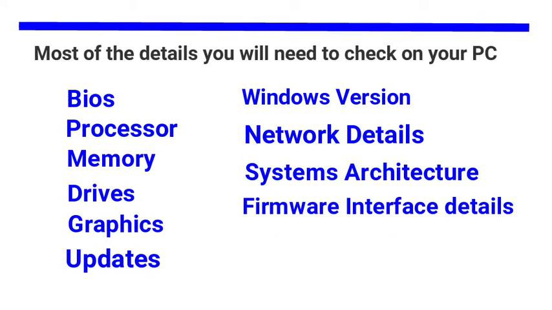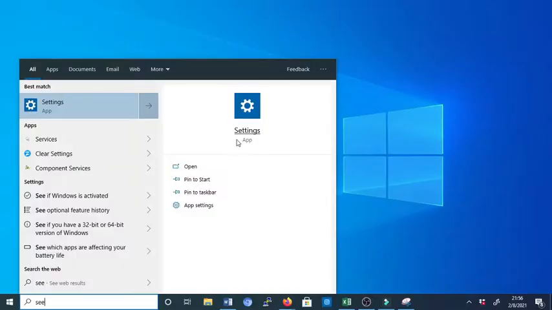Most of the details you will need to check on your PC include the BIOS, the processor, memory, graphics, and many more details. Let's now check 5 methods that you can use to check your computer's specs on Windows 10. Method 1 is using the Settings app.